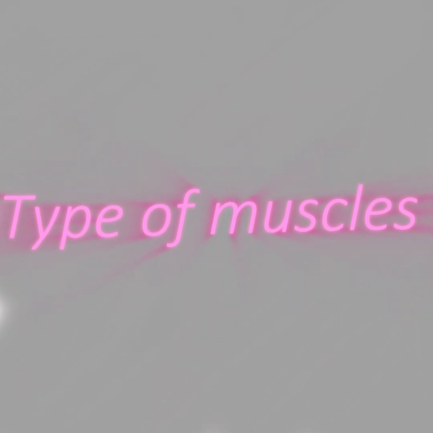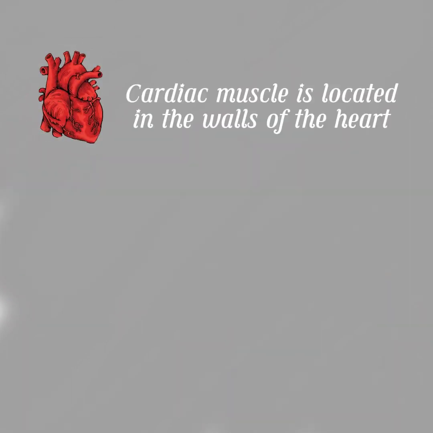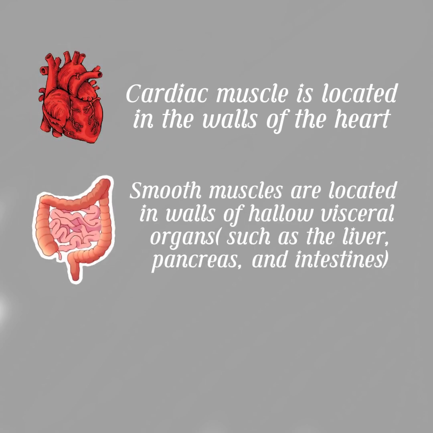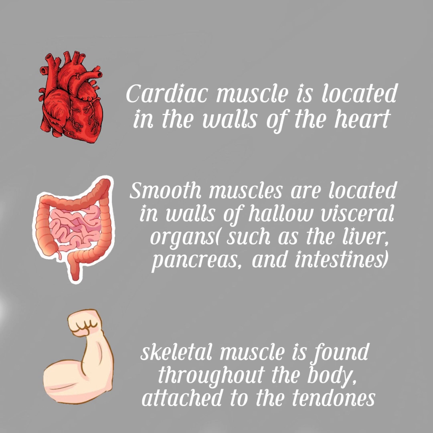Types of muscles. Cardiac muscle is located in the walls of the heart. The smooth muscles are located in the walls of the hollow visceral organs. The skeletal muscles are found throughout the body, attached to the tendons.